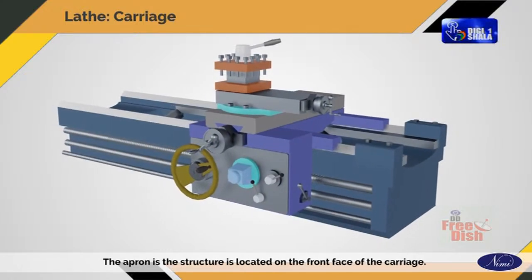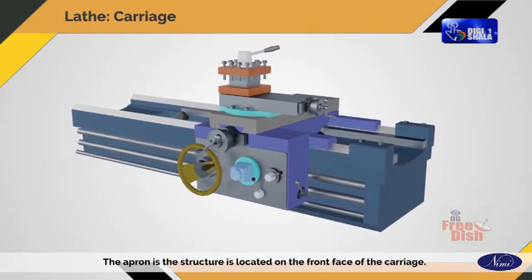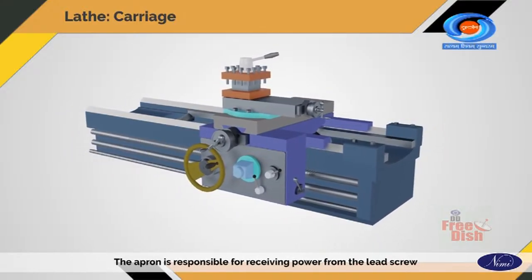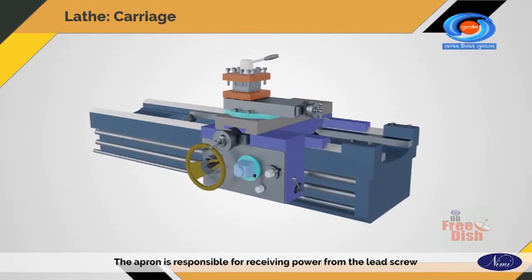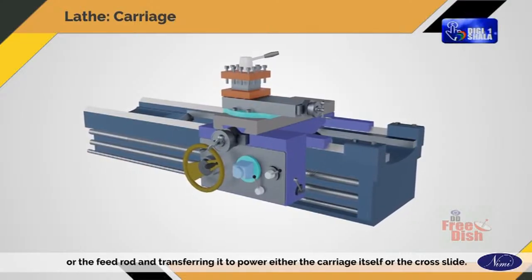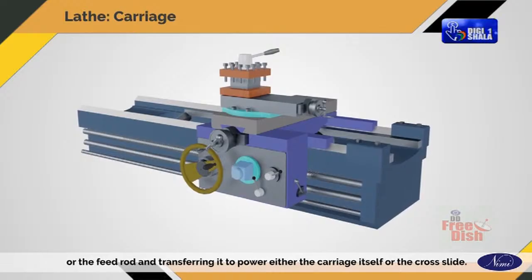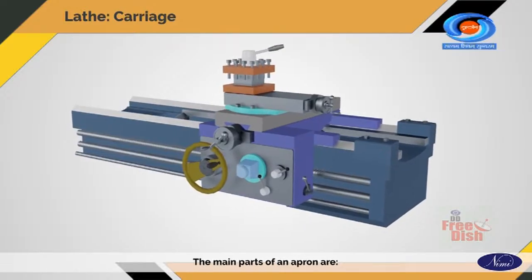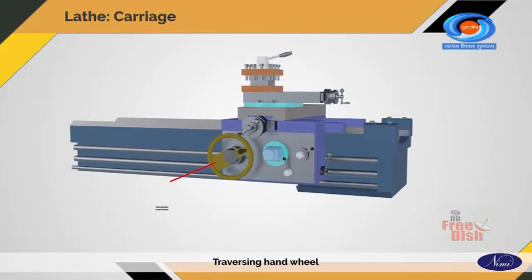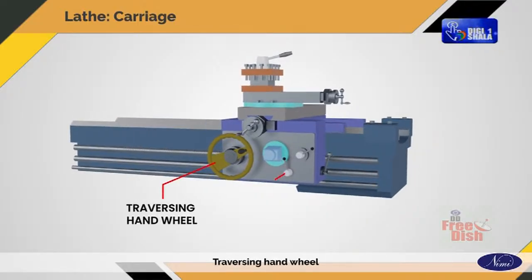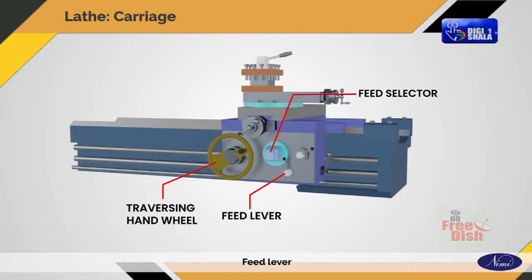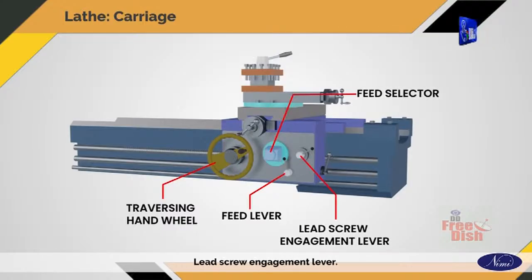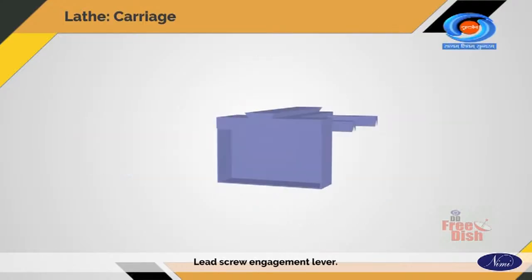Apron. The apron is the structure located on the front face of the carriage. The apron is responsible for receiving power from the lead screw or the feed rod and transferring it to power either the carriage itself or the cross slide. The main parts of an apron are traversing hand wheel, feed lever, feed selector, lead screw engagement lever.